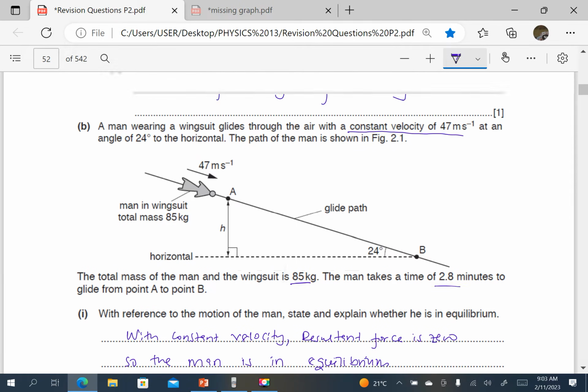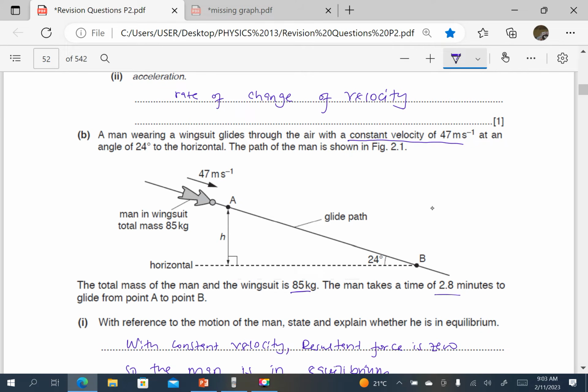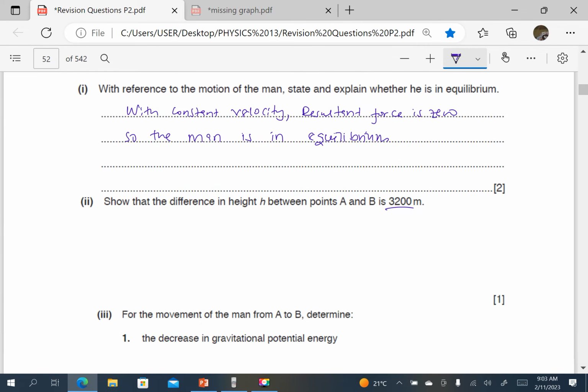Because the speed is constant, the distance AB is going to be speed times time. So distance AB is going to be the speed times time, because the speed is constant. So the speed was 47 meters per second, and the time between A and B was 2.8 minutes, which is 2.8 times 60 to change it to seconds. So that is the distance AB.